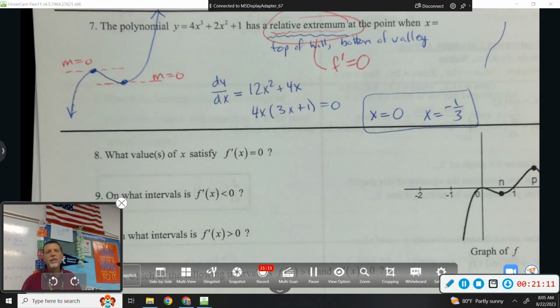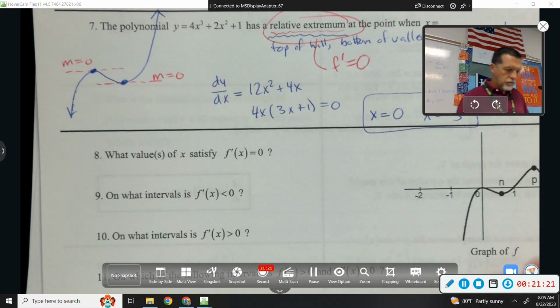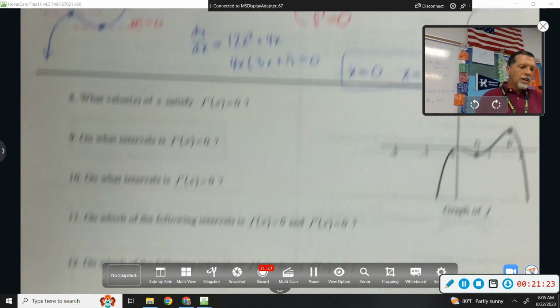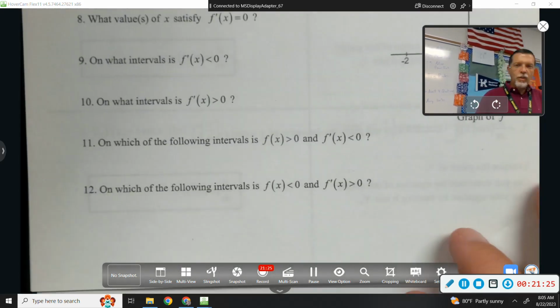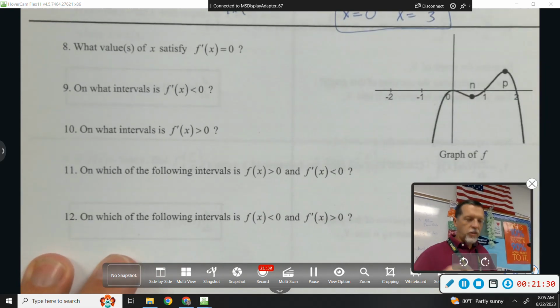So new term, kind of, but same process as always. Lots of derivatives, but lots of ways to ask you to find the derivative. All right, 8 through 12, really concept-heavy questions. There's no calculations to do. It's just you understand what things mean.